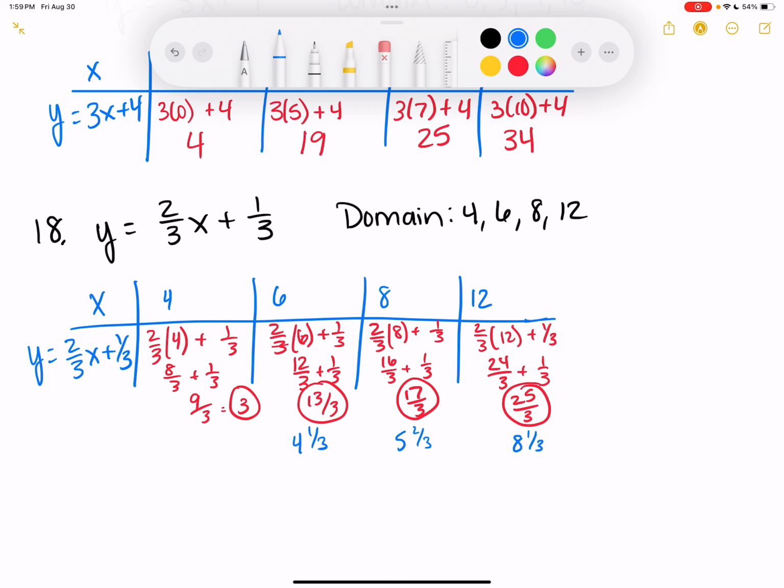So, first one seemed like we were okay with. Second one, we had 2/3 times 6 plus 1/3, so that was 12/3 plus 1/3 is 13/3, or 4 and 1/3. For 8, we had 2/3 times 8 plus 1/3, so that was 16/3 plus 1/3, which was 17/3, or 5 and 2/3. And then for 12, we had 2/3 times 12 plus 1/3, which was 24/3 plus 1/3, which was 25/3, or 8 and 1/3.